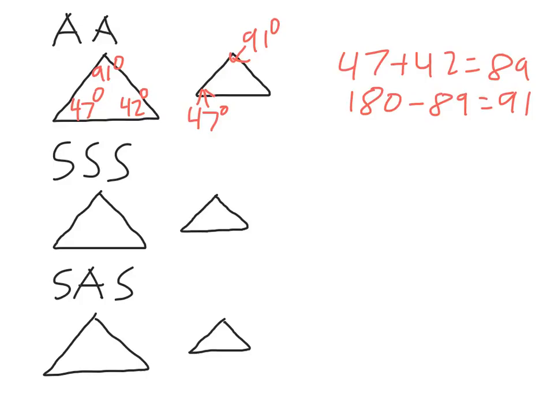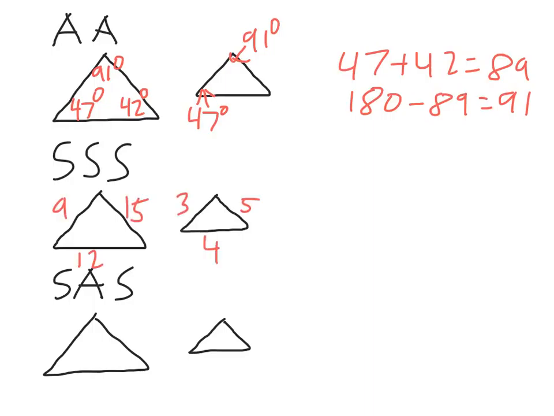Now we know that if this is 91 and that's 91, those 2 are now congruent. So we now have 2 pairs of angles that are congruent. So that means these triangles are similar.